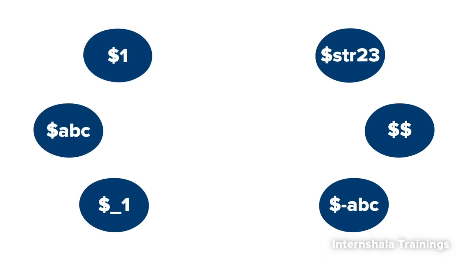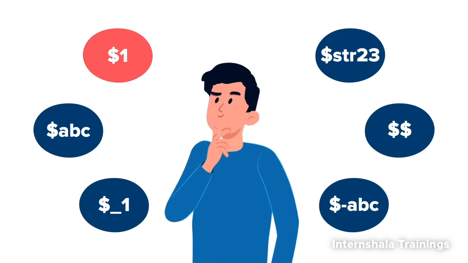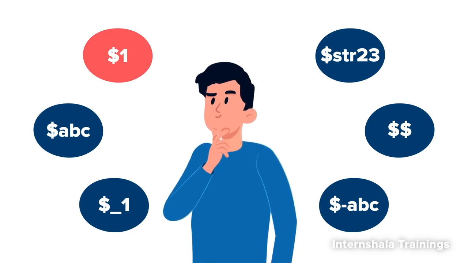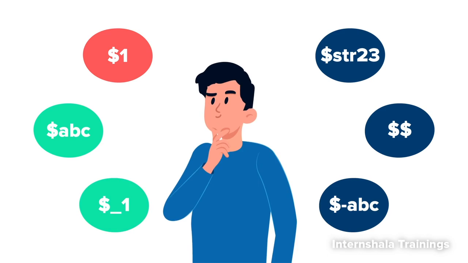Here, we have a few variables. Can you guess which are PHP variables and which are not? Remember, a variable starts with a dollar sign. $1 is not a variable as its name starts with a number. $ABC is a variable as it starts with an alphabet. $_1 is again a variable as it starts with an underscore.